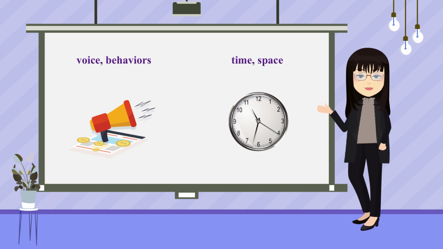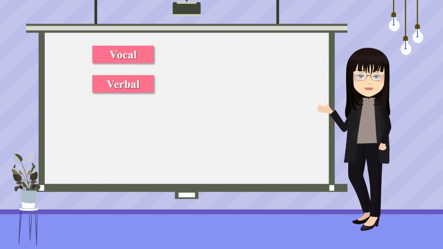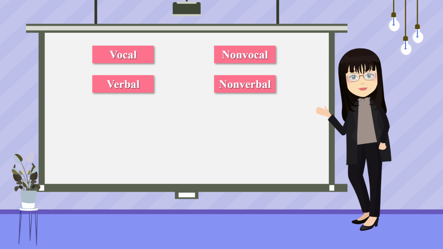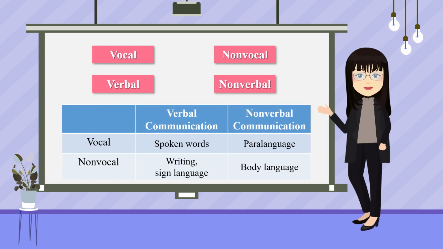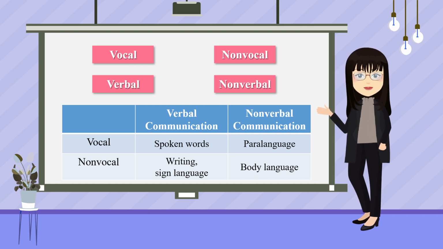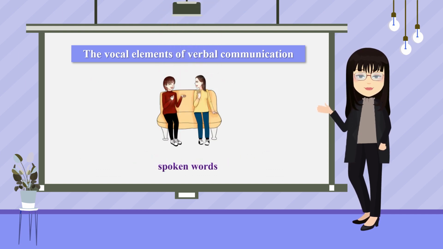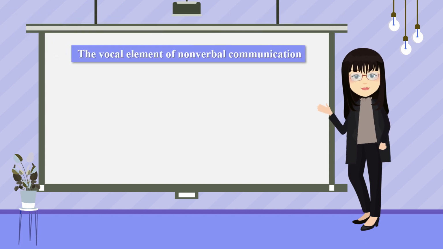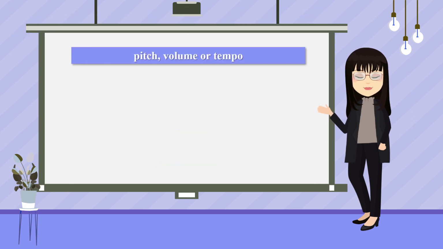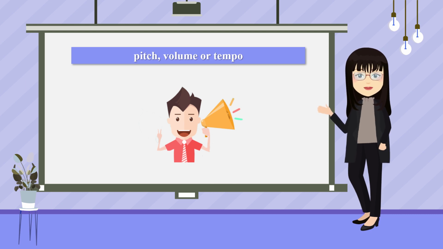To further define nonverbal communication, we need to make a distinction between vocal and verbal, non-vocal and non-verbal aspects of communication. Look at this table. Verbal and non-verbal communication include both vocal and non-vocal elements. The vocal elements of verbal communication are spoken words, the words we say. The vocal element of nonverbal communication is paralanguage, such as your pitch, volume, or tempo. We will talk about it in the later section.